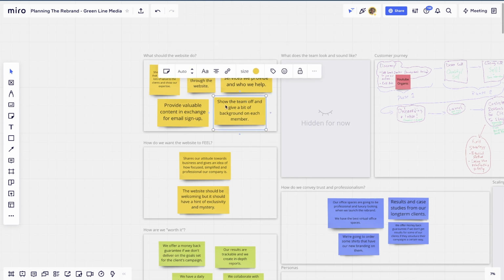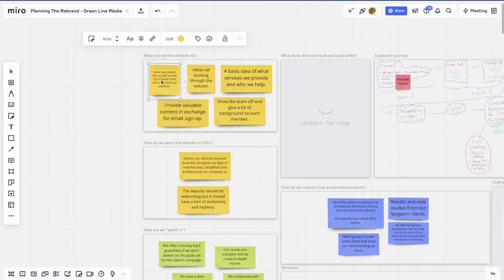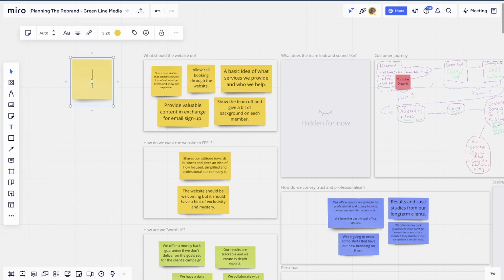Show the team off a little bit, give you guys an idea, and give our clients an idea of the members behind the organization, and then provide valuable content in exchange for an email sign up. So that's kind of like the website strategy, which is a very basic strategy, and that's the key. I wanted to try to keep things basic from the start, but we just use these sticky notes here in Miro. You can grab these by doing this and typing within them. And they're really nice because you can just move them around and separate ideas. I'm going to delete this one. But that is what we did here.